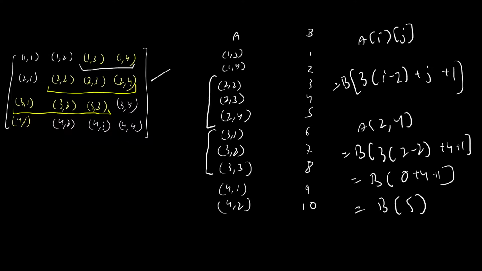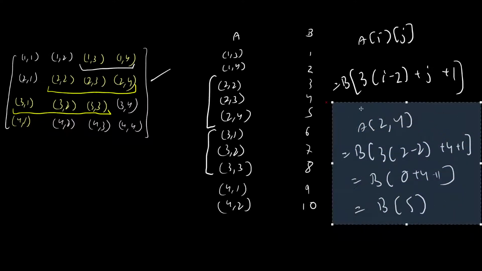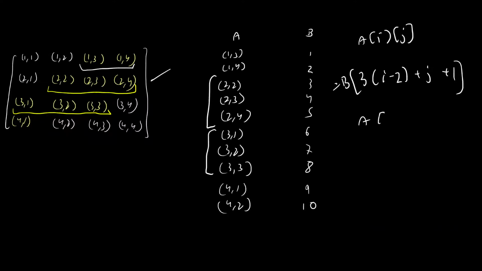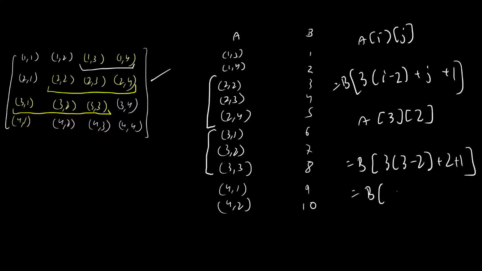Now let's check for 3 comma 1, 3 comma 2 and 3 comma 3 as well. Are those also satisfied? So a32 should be b, 3 times 3 minus 2 plus 2 plus 1 equals b, 3 times 1 plus 2 plus 1, which comes out to be 7. And this is indeed the case. 3 comma 2 becomes 7.